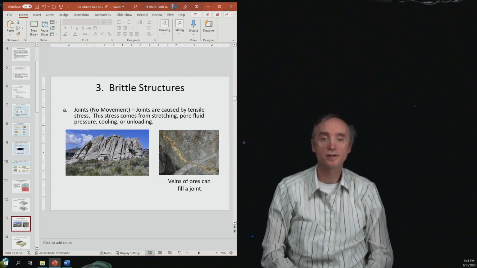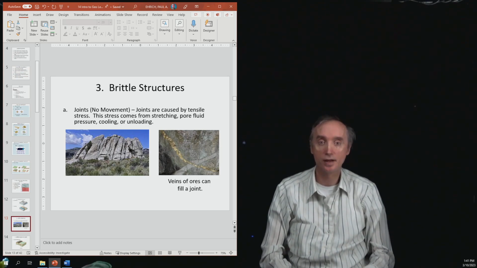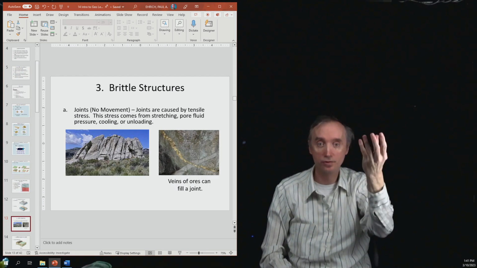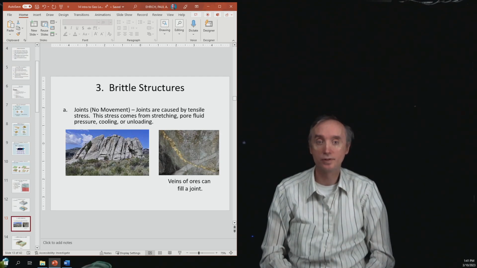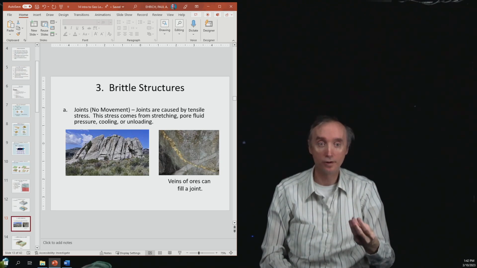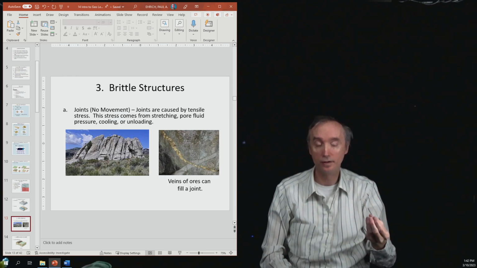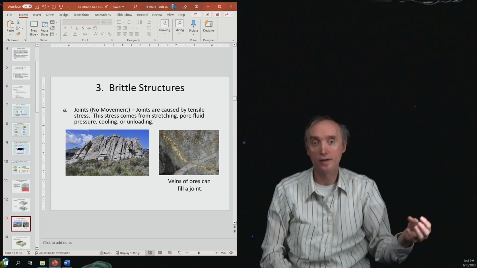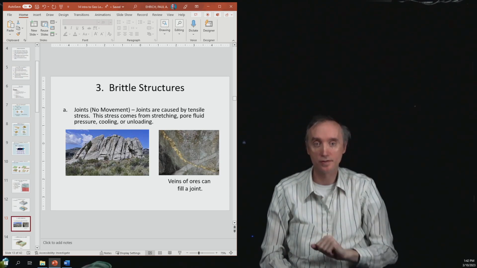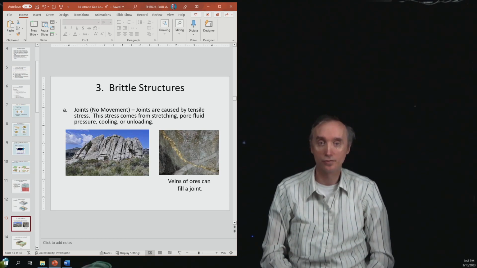Okay, another interesting thing about a joint is that water, as it goes through the joint, can deposit materials, and so this is how we get veins of gold and silver and copper. So hot water has these minerals and ores dissolved in it, and then as it cools off, as it goes through the joint, it deposits that material inside of those joints.